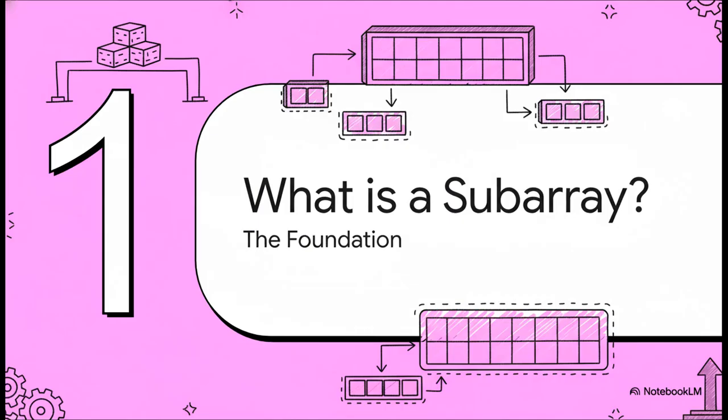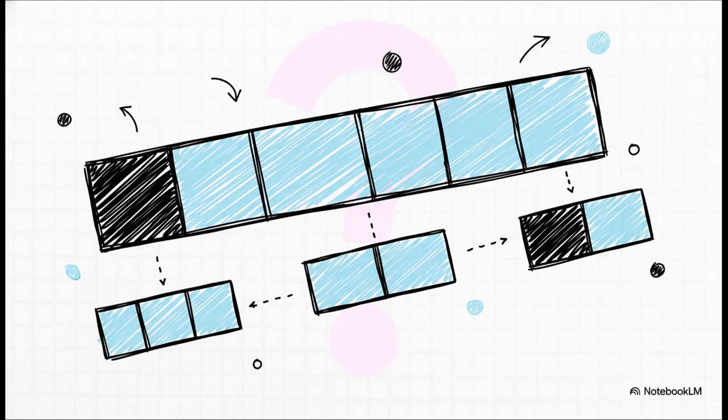All right, first things first, we've got to build a solid foundation. Before we even think about writing code to find subarrays, we need to be crystal clear on what it is we're actually looking for. Getting this right is the key to everything else. So let's dive right in. It sounds simple, right? But the little details really matter here. What actually makes something a subarray?